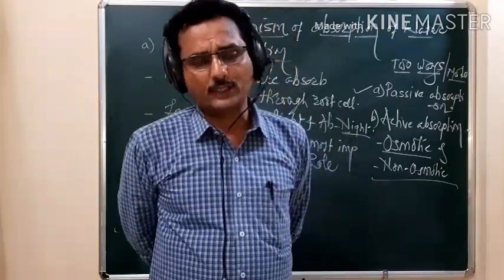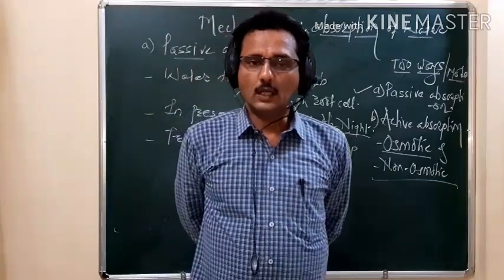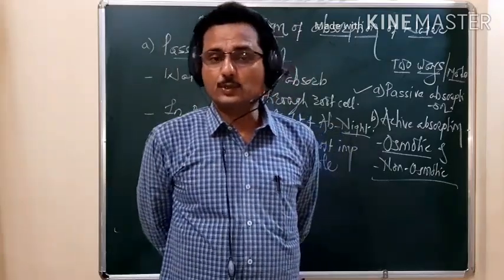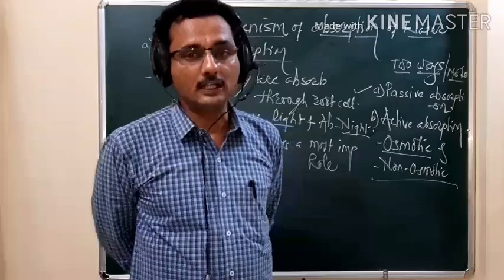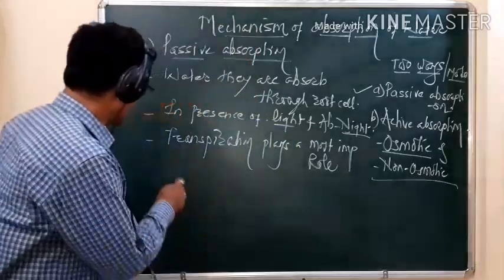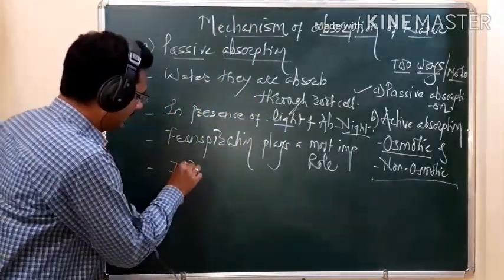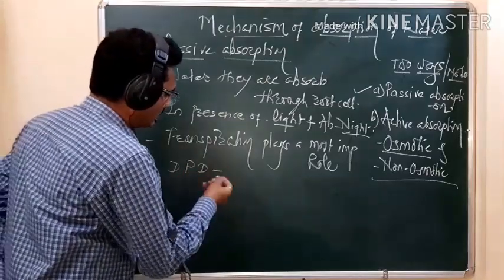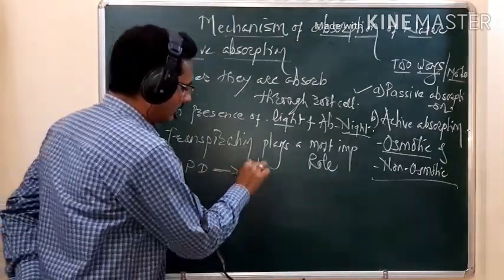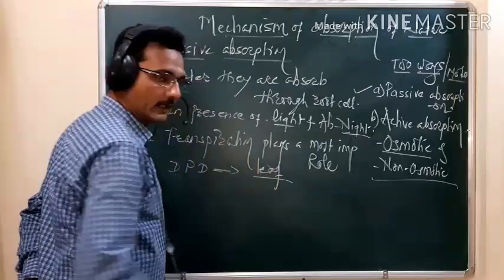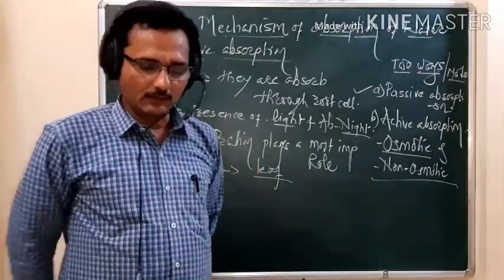Because of transpiration, students, the diffusion pressure deficit is developed in the leaf. Because of this transpiration, the DPD is developed. Where is it developed? It is developed in the leaf.